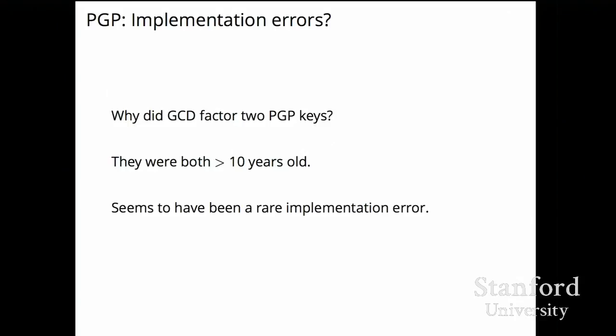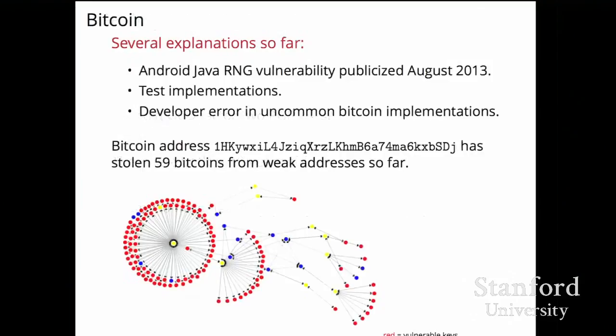Both of the keys were more than 10 years old. They were generated by German speakers. German speakers were unhappy to find out that their keys were compromised, but they were not currently being used. So hopefully it is an implementation error in an implementation that's no longer being used, and this is a rare implementation error.